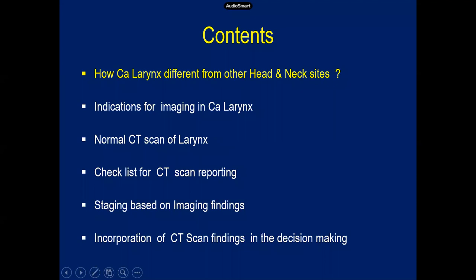We know that imaging in carcinoma larynx has four purposes actually. One, it is for diagnostic purpose and staging. Second, to take a decision on the treatment. The third is the indication for radiotherapy, for contouring purposes. And fourth is the evaluation after treatment, either radiation or chemoradiation, and follow-up. So these are the four indications for imaging in larynx. Carcinoma larynx is different from other head and neck sites, and imaging has an important role compared to oral cavity or oropharynx.